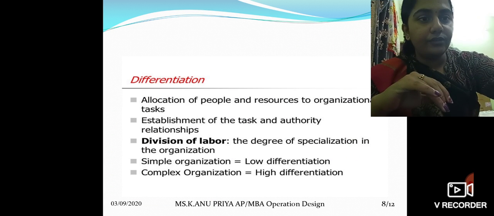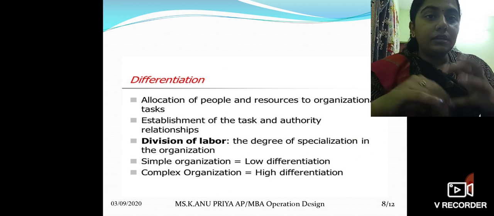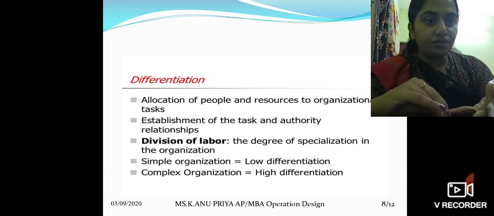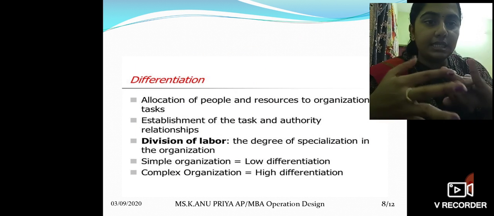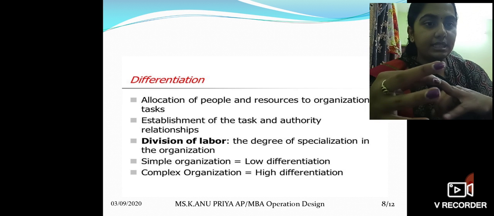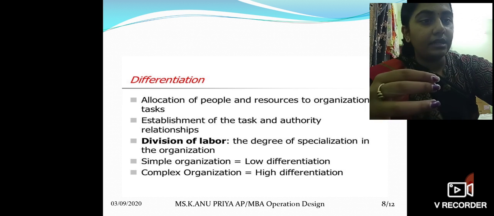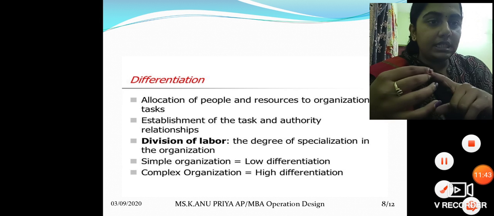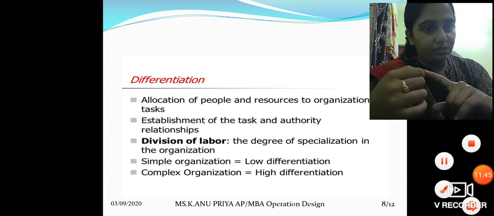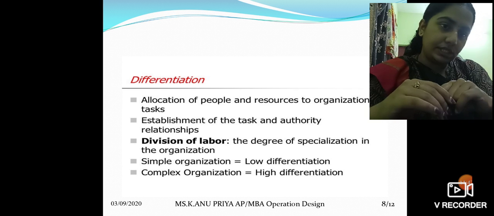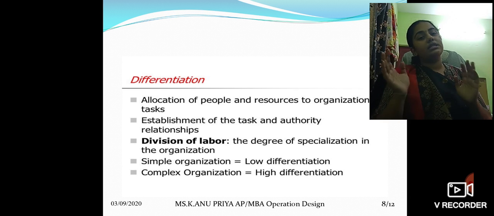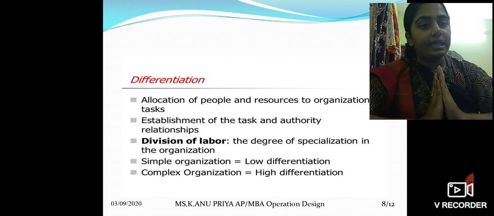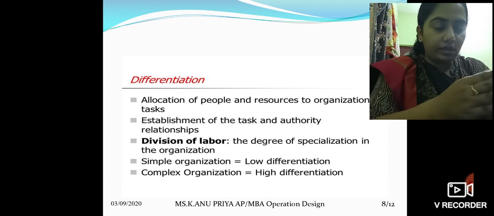So next is differentiation: allocation of people and resources to organizational tasks, and establishment of task and authority relationships. Next is division of labor, the degree of specialization in the organization. A simple organization equals low differentiation, and a complex organization equals high differentiation. What is differentiation? It is the allocation of people and resources to the organization's tasks.